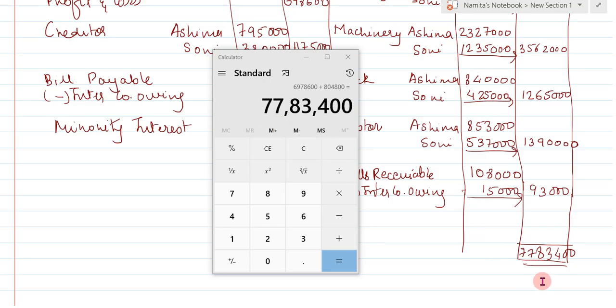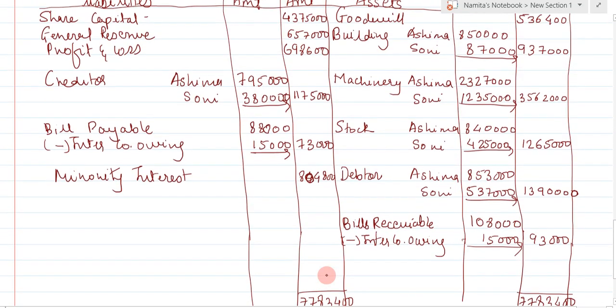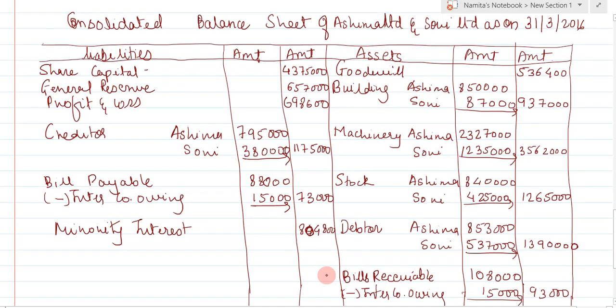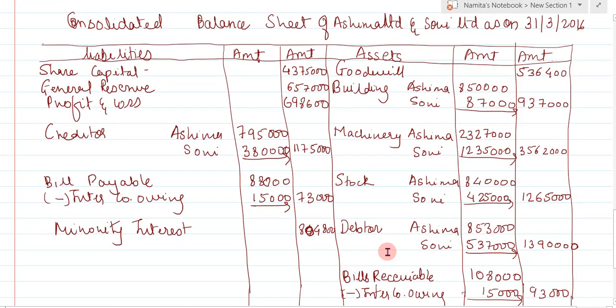So if you check the amount of assets and check the amount of liabilities, the amount is same. Okay, so that means 77,83,400. Okay, so this is the total of the balance sheet. Okay, so both assets as well as liabilities are same. So in this way you have to prepare the consolidated balance sheet of holding company, that means combine.